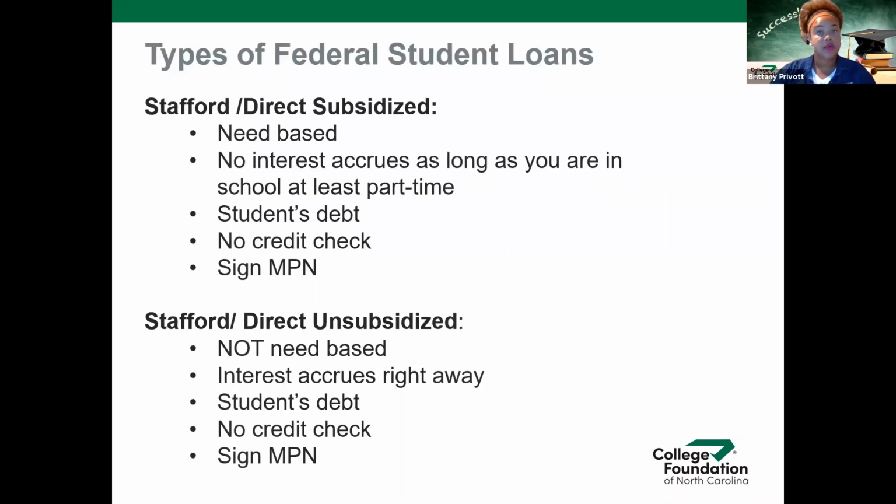There are different types of federal student loans. The Stafford Direct Subsidized Loan is need-based, based on the FAFSA, which is the Free Application for Federal Student Aid. No interest accrues as long as you're in school, at least part-time. It is the student's debt. There's no credit check required. And with most of these loans, if not all of them, you have to sign a master promissory note. Stafford Direct unsubsidized loans are not need-based. Interest accrues right away, which is the biggest difference between our direct subsidized and unsubsidized loans. Again, it is the student's debt. There's no credit check required, and students must sign a master promissory note.